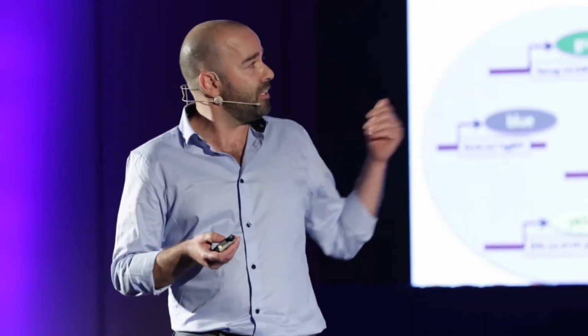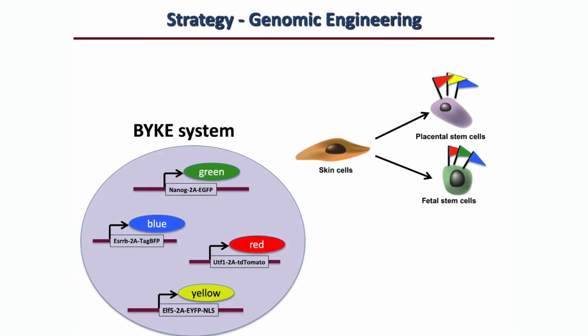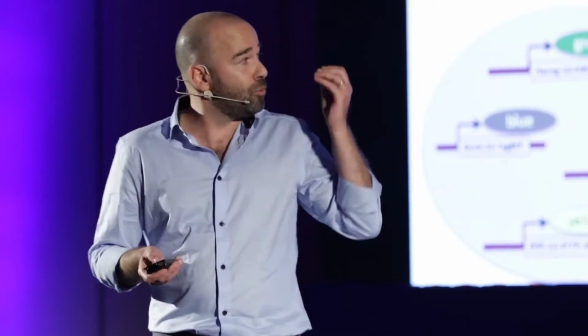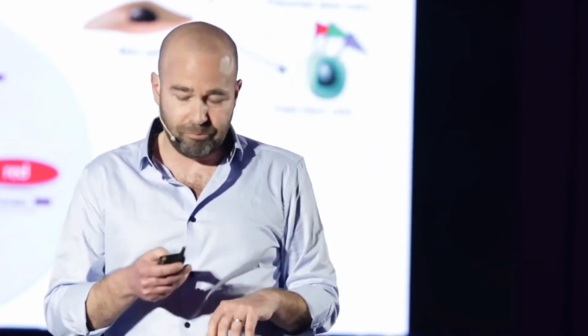So, for example, if these skin cells will turn on 3 flags, for example, the red, the yellow, and blue, we know that we succeeded to convert these skin cells into placental stem cell. In contrast, if another skin cell would be able to activate 3 different flags, the blue, the green, and the red, then we know that we have succeeded to generate the fetal stem cells.